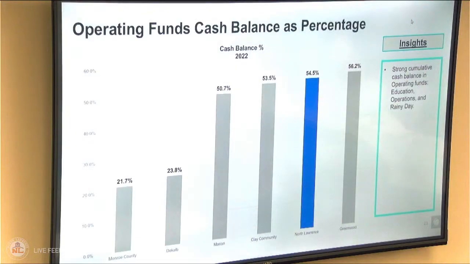And then as we look at your operating fund cash balance, we had mentioned your fund balance as being green. You were at the end of 2022 at 54.5% in cash balance. This is in your operating funds, and operating is defined by S&P, from a rating agency perspective, as your education operations and rainy day. If you had an operating referendum, they would include that there as well.